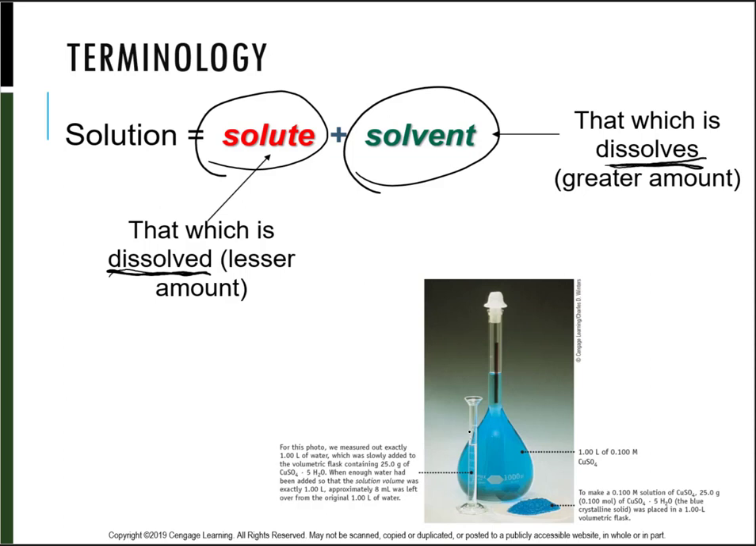So here in this picture, they measured out exactly 1 liter of water, which was slowly added to the flask. In the flask, there was 25.0 grams of this copper sulfate pentahydrate. So we had grams of a substance, which we know we can get to moles, and then we have 1 liter of our solvent, what's doing the dissolving. So we can find out this concentration.